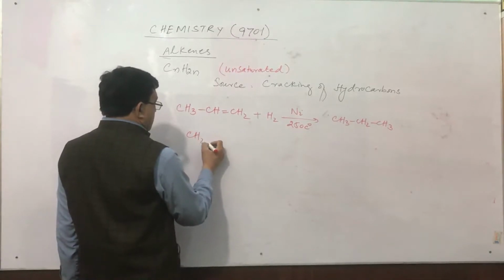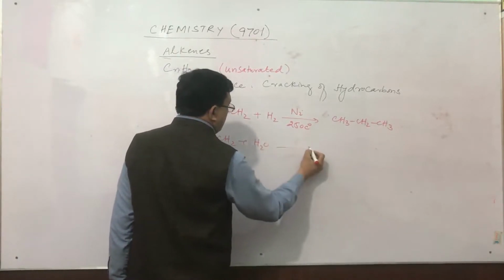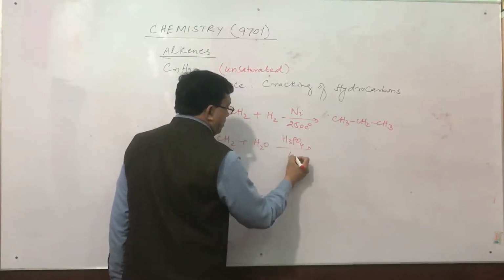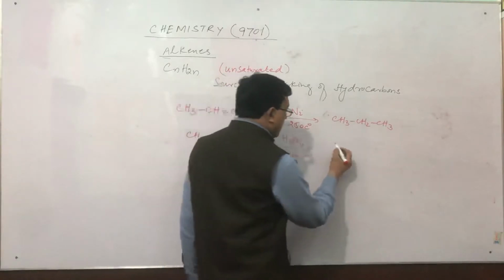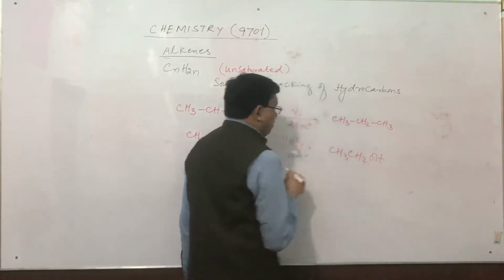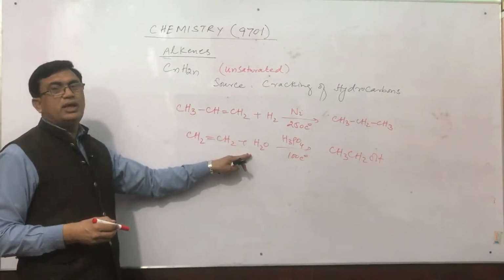Again, if we have ethene, we can add water to it in the presence of H3PO4 at approximately 100 degrees centigrade, and we can get CH3CH2OH, ethanol, which is also an example of an addition reaction.